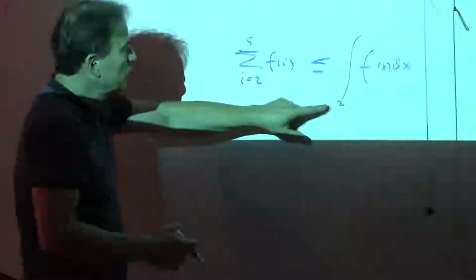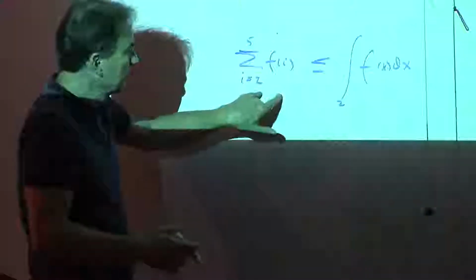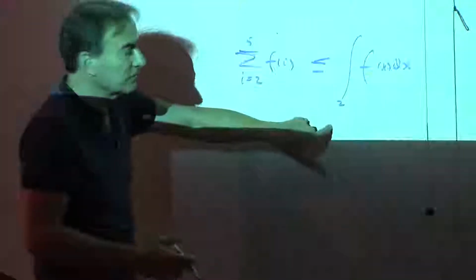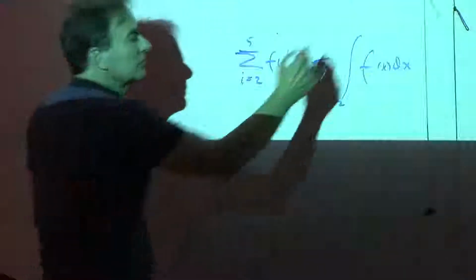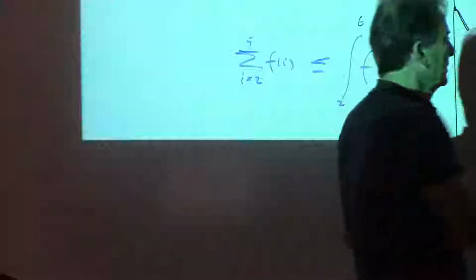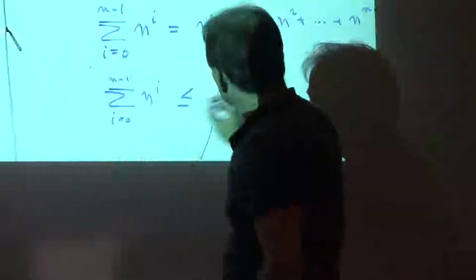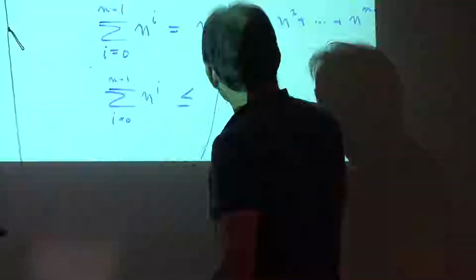But remember, 2 goes from 2 to 3, 3 goes from 3 to 4, 4 goes from 4 to 5, and 5 goes from 5 to 6. So I have to end here at 6. So I have to end here at n. That's the important thing. And so what's the integral going to look like? This is the variable, so it's going to be n to the x dx.